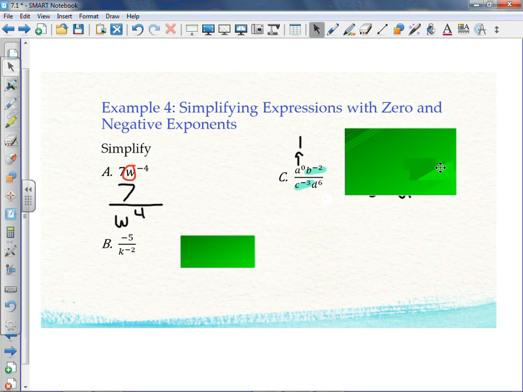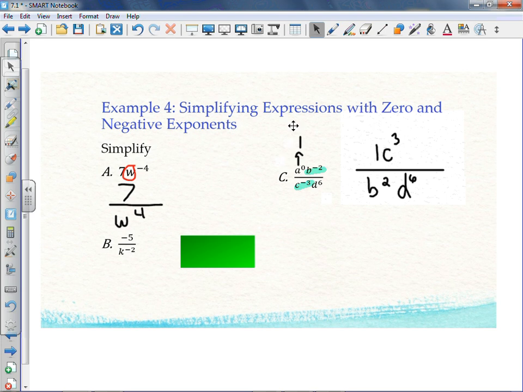All right, so the final answer, when everything flips or becomes 1, 1 stays on top, C to the -3rd flips over the line and becomes C to the 3rd. B to the -2nd flips over the line, becomes B squared, and D to the 6th stays right there.